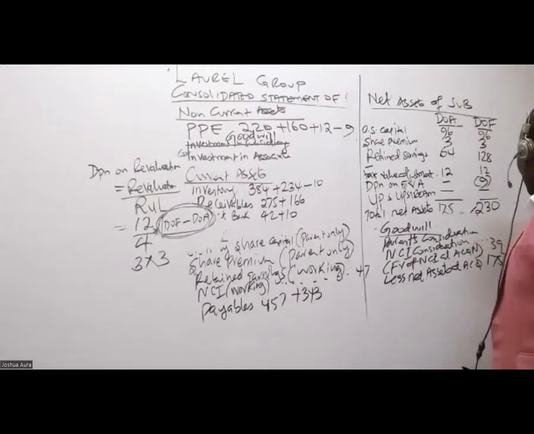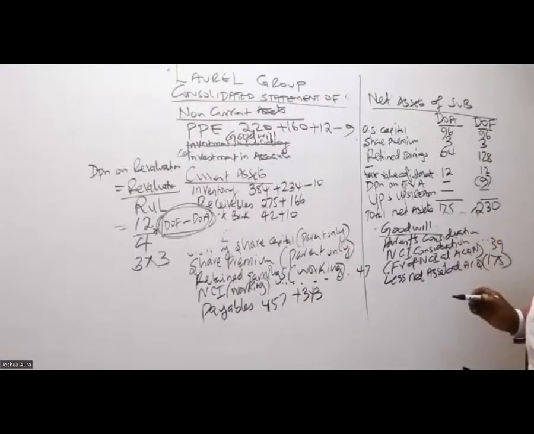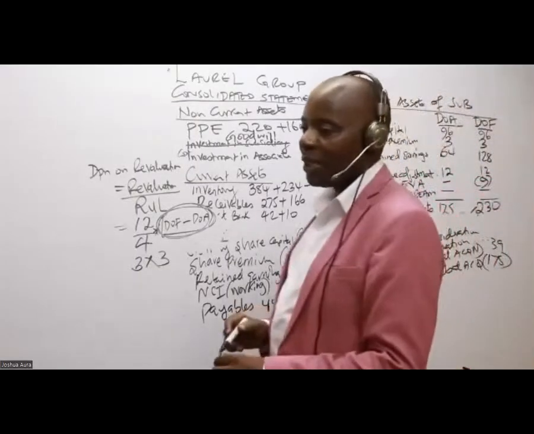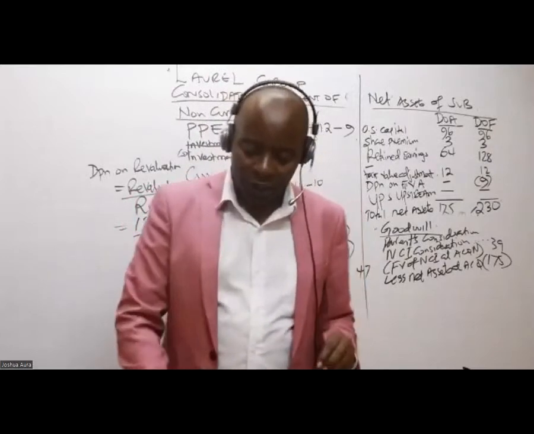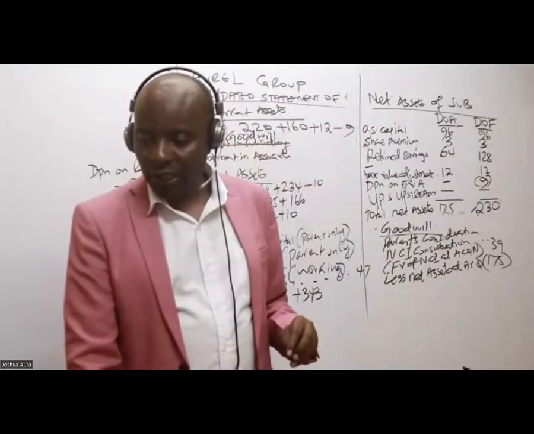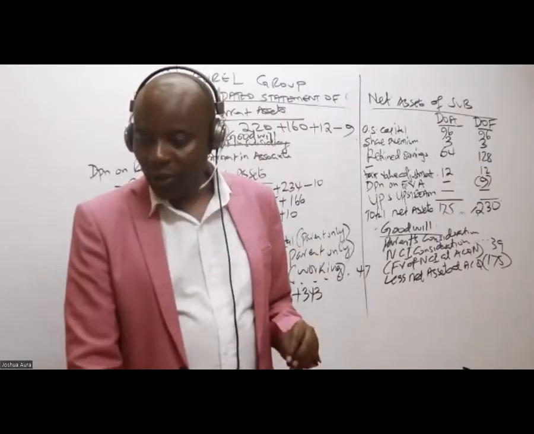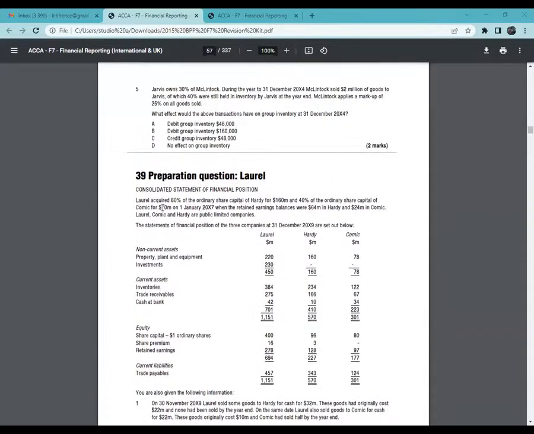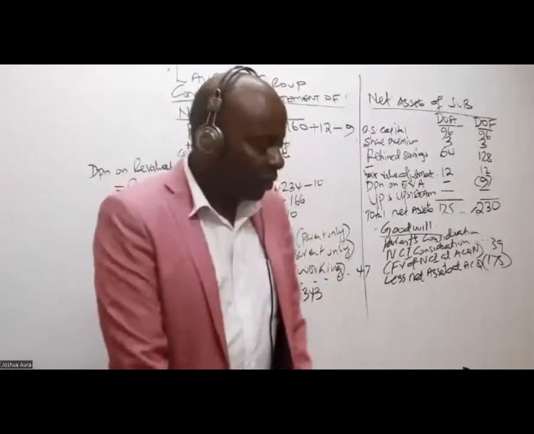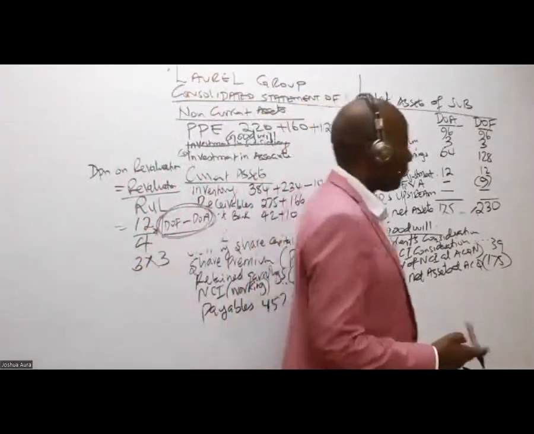So then the only thing I need is the parent's consideration. How much did the parent pay for their stake? Parent's consideration, I'm told, ladies and gentlemen, dear Laurel acquired 80% of the ordinary share capital of Hadi for 160 million. 160, you're right, thank you.